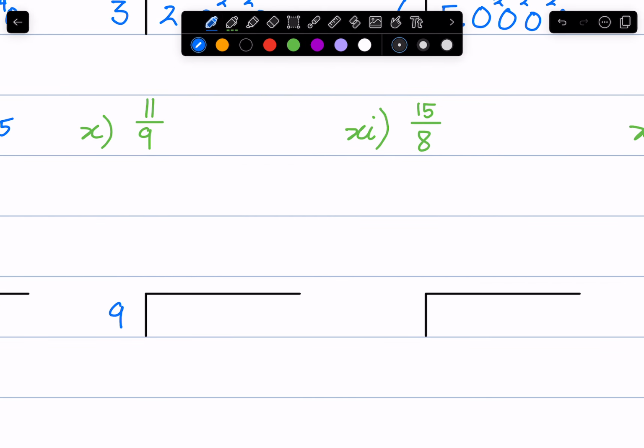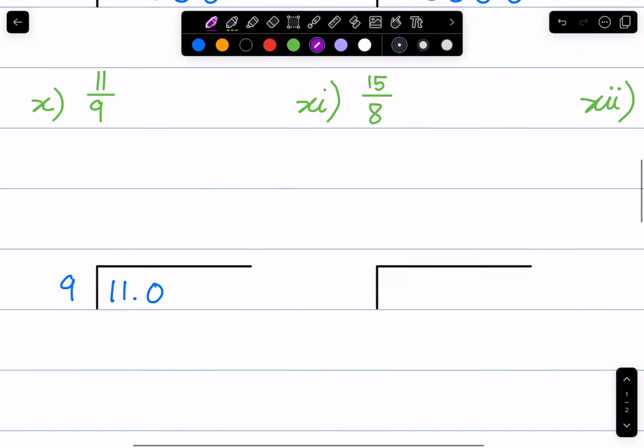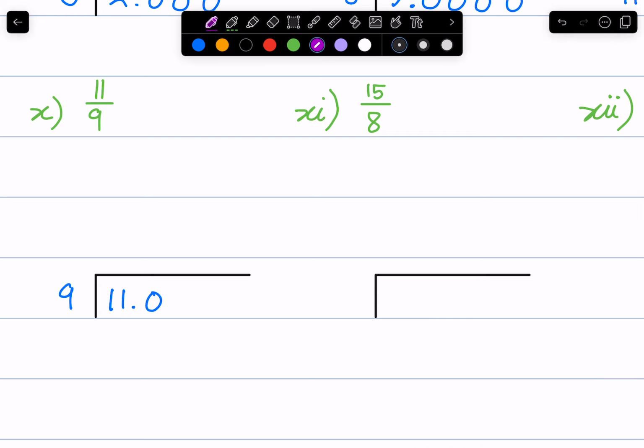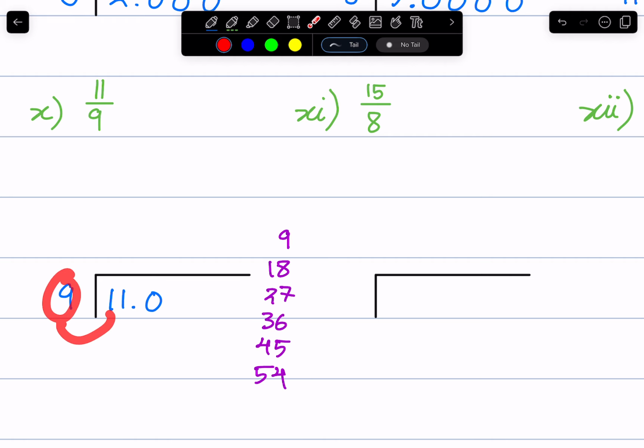9 into 11.0. And once again, before I begin, I'm going to do my 9 times tables here, just to the side. 9, 18, 27, 36, 45, 54. Let's stop there for now. And now we'll take a look. 9 into 11, you can fit 1 9 in. So it's going to be 1 point.